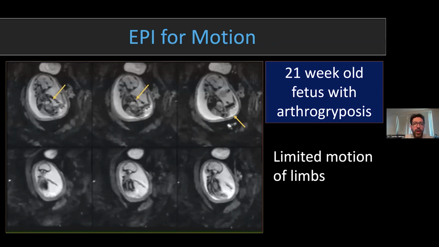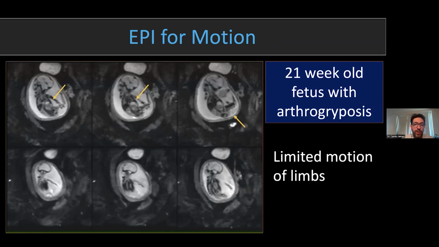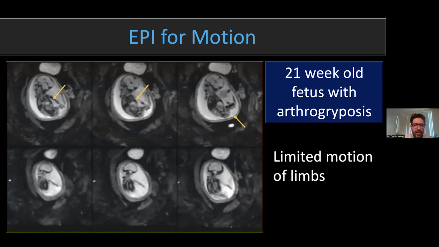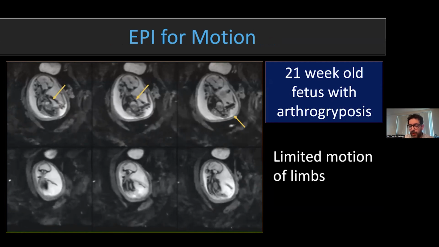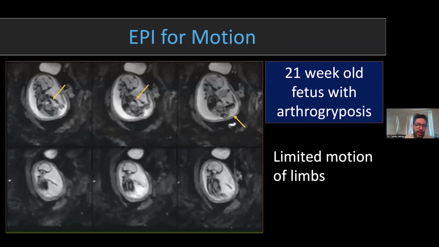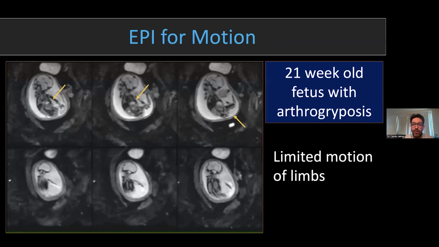You can also acquire your EPI images as a cine. This is an example of a fetus with arthrogryposis, and you can see this is by no means normal fetal motion. The fetus is stuck in this position. Numerous ways to apply it. You can think about neural tube defects and motion of the lower extremities and many, many other things.